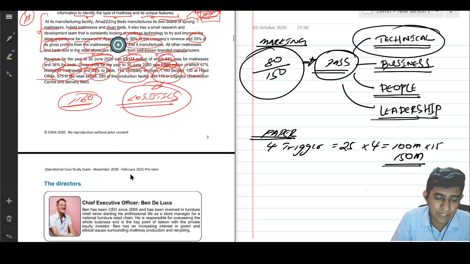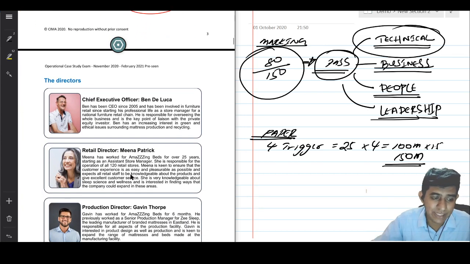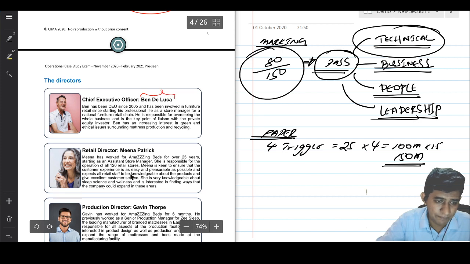So students, coming into the next region, the directors they are mentioning, it's very important that you assess the directors, but in the operation case study you can still pass without the people skill in detail. You can make a slight reference. But for the case analysis purpose, I will be analyzing everything so that it will be very clear for you all. Chief Executive Officer Bandy Luca.